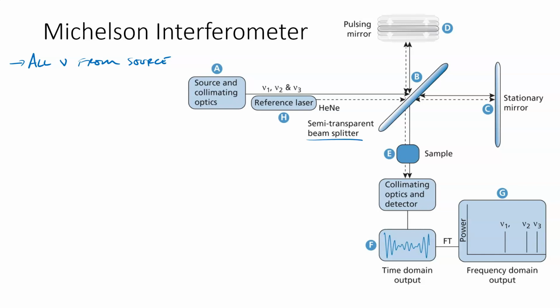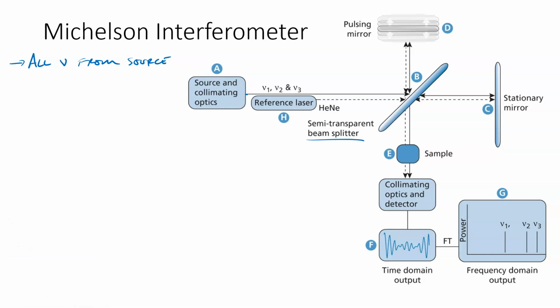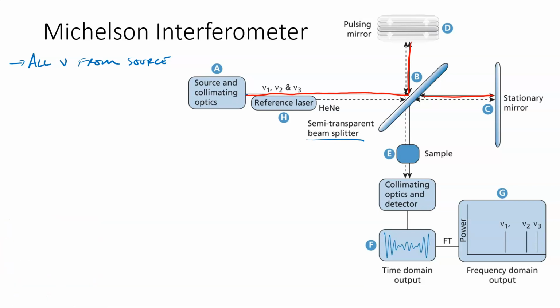This B is a beam splitter, semi-transparent. It doesn't have to be a 50-50 beam splitter, but in many cases it is. And so half the light goes to the stationary mirror, and half the light goes to this moving mirror, this pulsing mirror. I'm going to change colors here. Light leaving the source, we'll color in red. And so this is all leaving the source. And then light that's reflected back, we'll do in green.